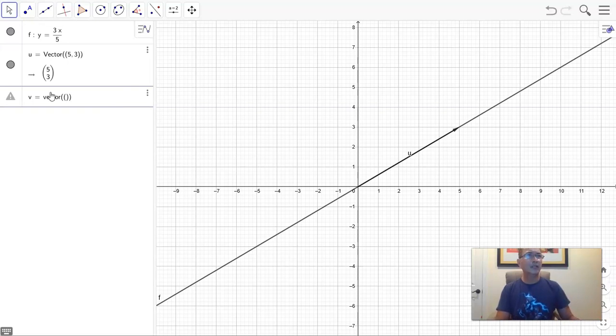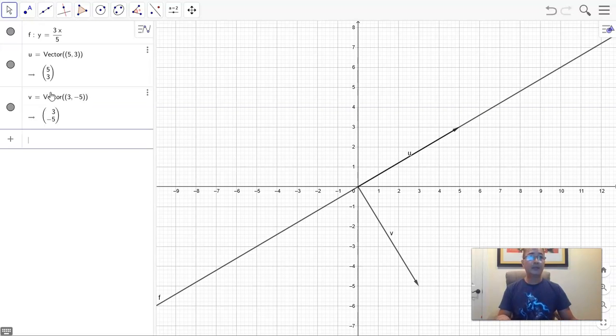Okay, so let's play with those numbers, 5, 3. If x is 3, then we have 15. We want negative 15, so we multiply 3 by negative 5. There it is. So there is a vector which is perpendicular to that line. Are there more vectors?